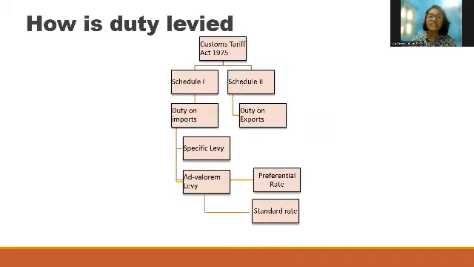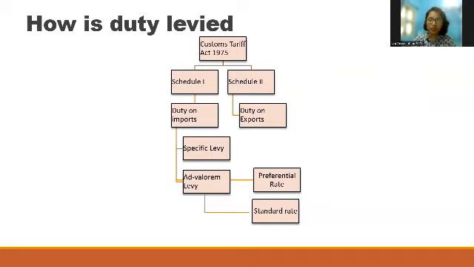Now, how is the duty levied? So we saw when and where the duty is being levied. Now how will it be levied? For levying duty, we refer to the rates which are mentioned in the Customs Tariff Act 1975. The Customs Tariff Act 1975 has two schedules, Schedule 1 and Schedule 2. Schedule 1 deals with imports and Schedule 2 deals with duty on exports.